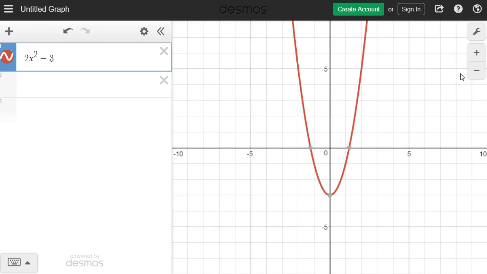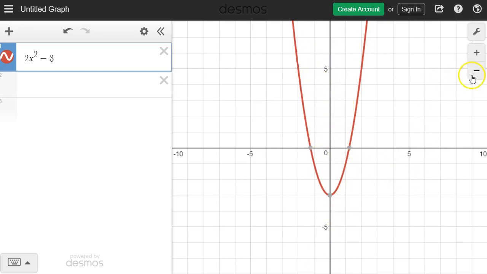Range, it's not defined on the slide, but keep in mind that you may be asked about range. Now, the range is what values you can get out of the function. That represents the vertical axis. The horizontal axis represents what values you can plug into the function. It's the x-axis. The output is the y-axis. It's what you can get out of the function.